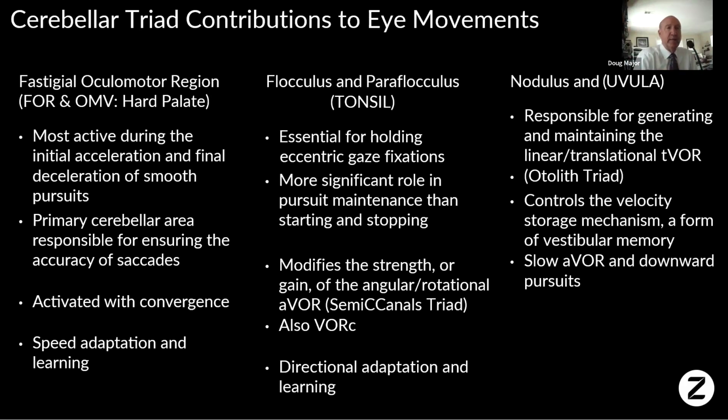So using, again, speed adaptation and directional adaptation, two different areas. If there are two different areas, we should exploit it as two different parts of our therapy. And the last, the nodulus and uvula, maintaining and generating that linear or translational TVOR, it's an otolith triad, controls the velocity storage mechanism, and then it's associated with slow angular VORs and downward pursuits.